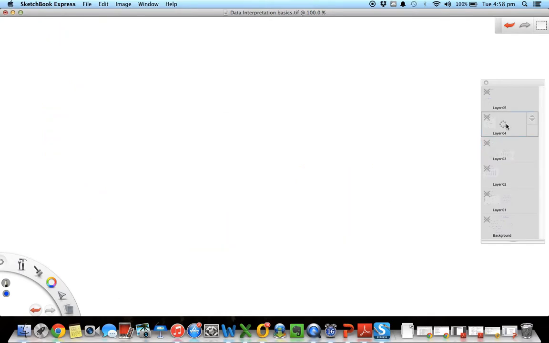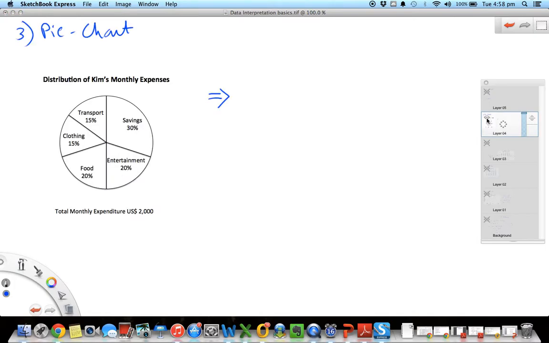All right, so next we'll look at the third type of data interpretation tool used by GRE, and that's called a pie chart. So a pie chart is basically a circle which is divided into different pies of whatever data set you're trying to represent. So here, my data set is basically distribution of Kim's monthly expenses. So here there are 5 categories. On saving, Kim spends 30%, entertainment 20%, food 20%, clothing 15%, transport 15%. And you'll see this should always add up to 100%.